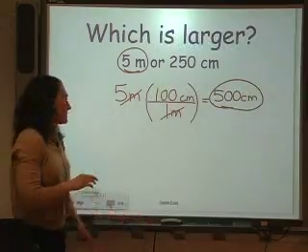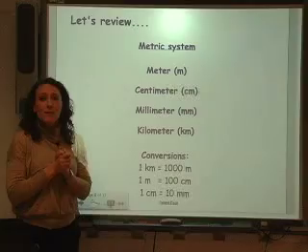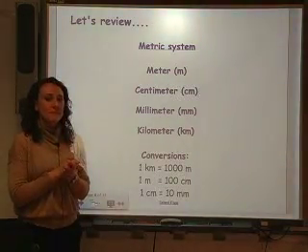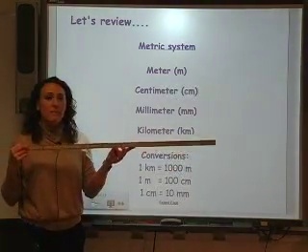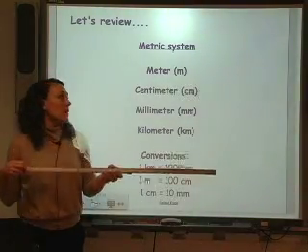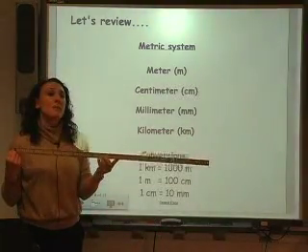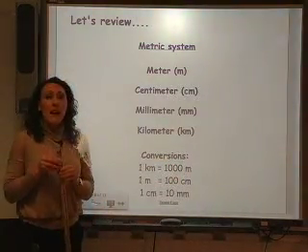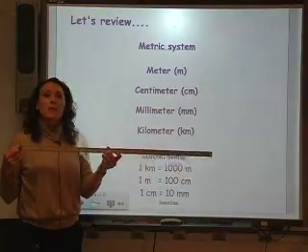Let's review what we learned today. Okay. The metric system is a standard unit of measure that is based on powers of 10. The basic unit of length in the metric system is the meter. If you want to measure things smaller than a meter, you can use centimeters. Centimeters are smaller, and there are 100 centimeters in 1 meter. If you need to measure something even smaller than that, you can use millimeters. There are 1,000 millimeters in 1 meter.